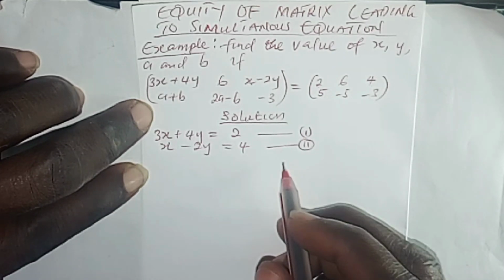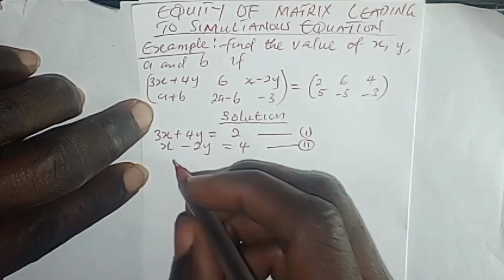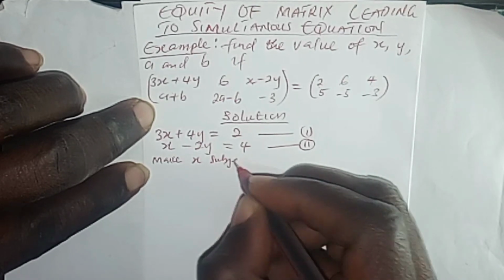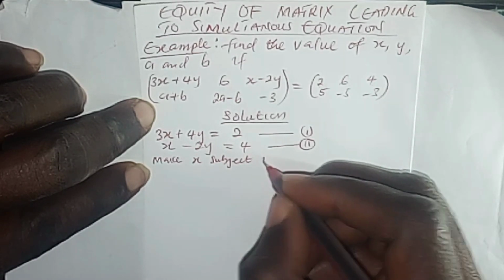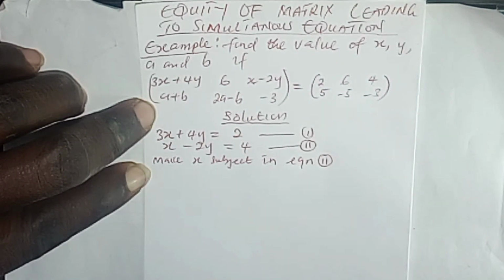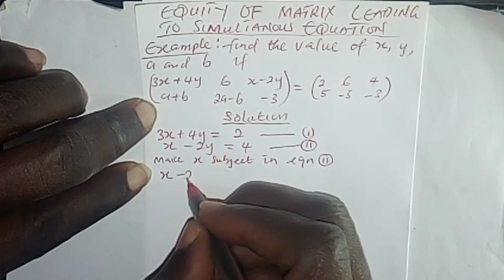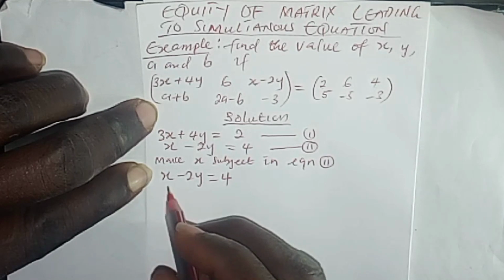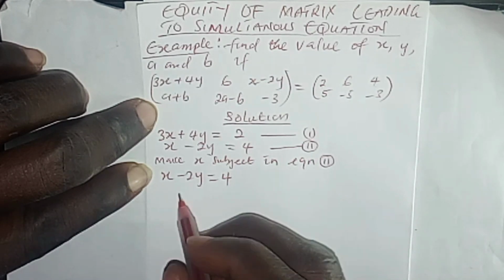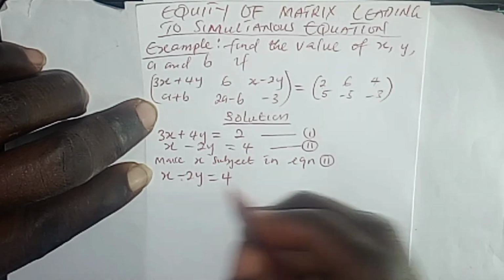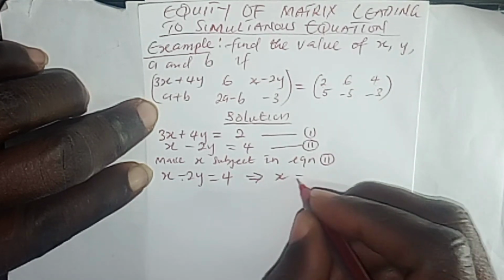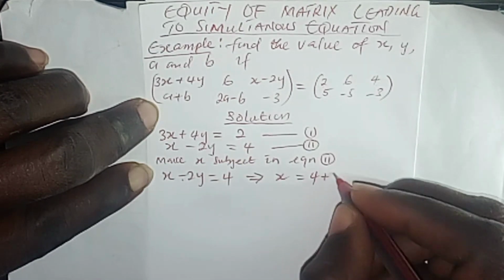We are going to take equation 2 and make x the subject of the formula in equation 2. Let's write it this way. We take x - 2y = 4. To make x the subject, we take the 2y to the other side, and the negative sign becomes plus. So this implies that x = 4 + 2y.